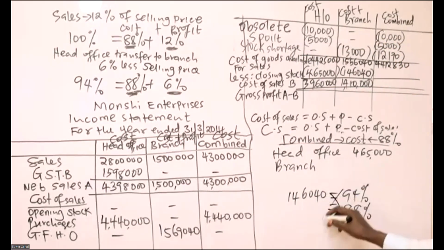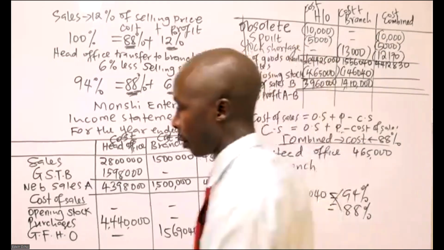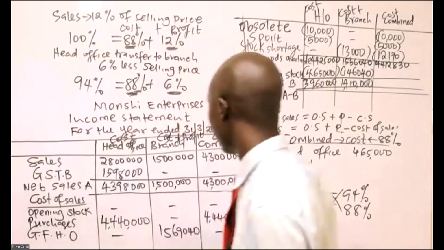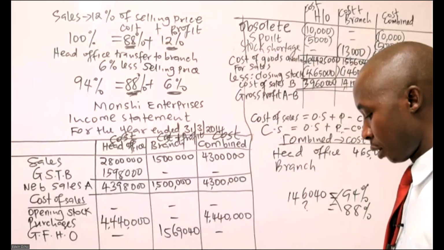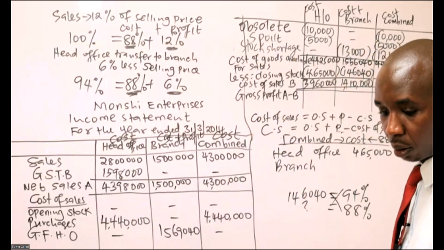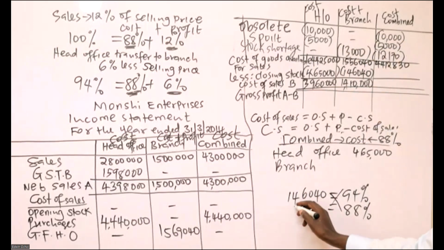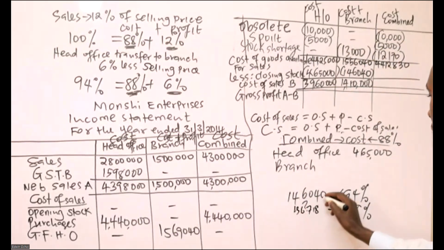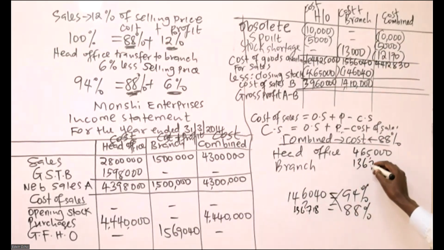So if you cross multiply, what do you have here? If you do a cross multiplication, 88 times 146,040. So someone is saying 136,718. So 136,718.